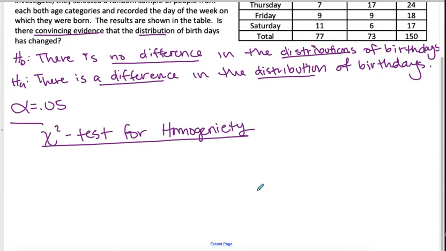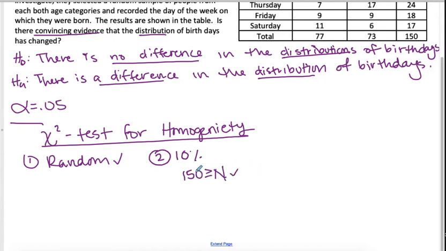And check conditions. So we have random. Did they randomly select? It says they were random samples from each group. Okay, large count, 10%. We had 150. I'm guessing as far as everybody's birthday, we can definitely get 1,500 more than that in our population there. And large counts.